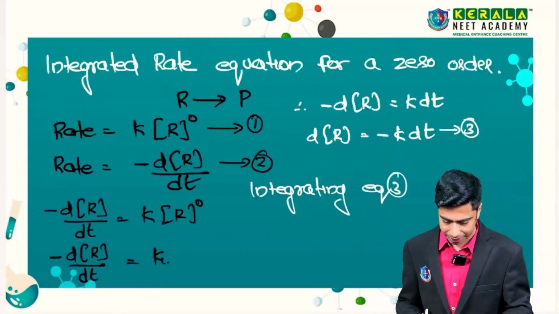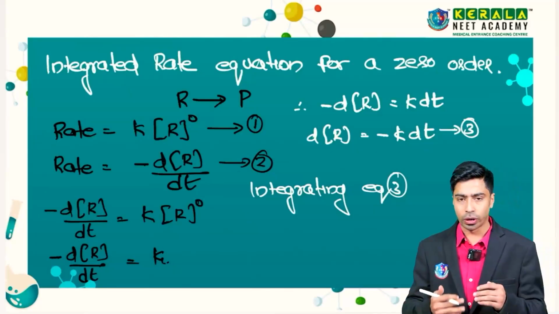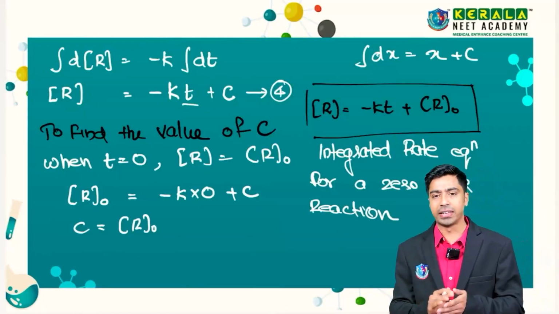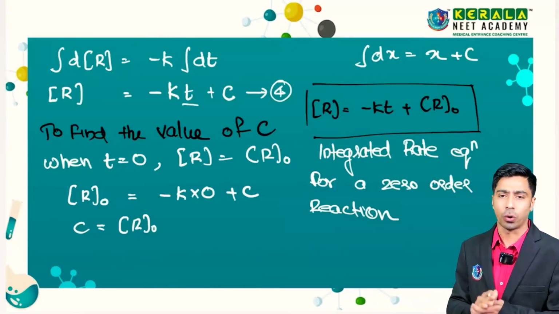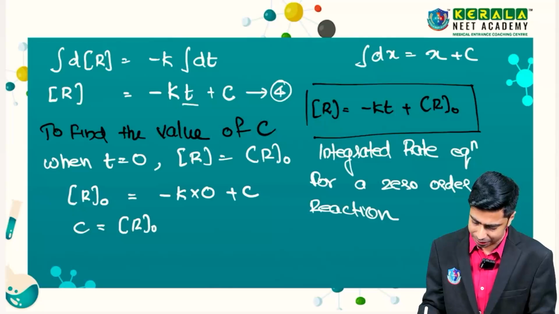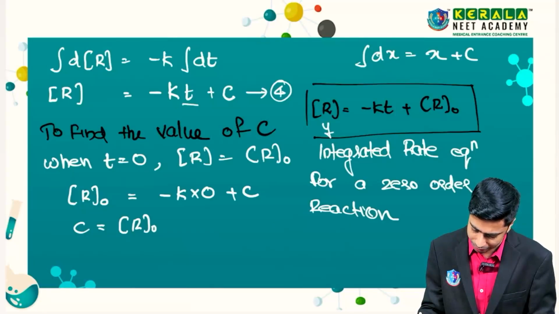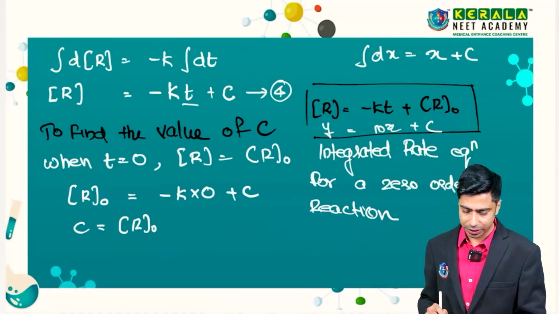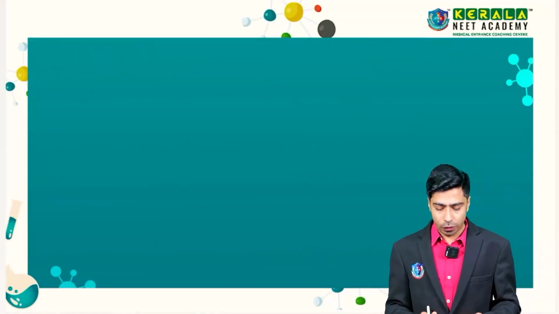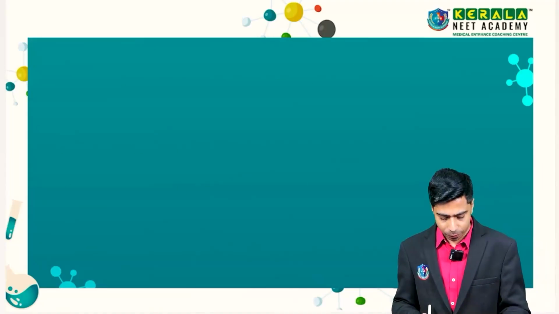We started the reaction, and you can go through the video once again to see how we integrated that equation and got R is equal to minus kt plus R0. If you look at this equation, it is of the form y equal to mx plus c. Now we'll see how to plot the graph for the above equation.